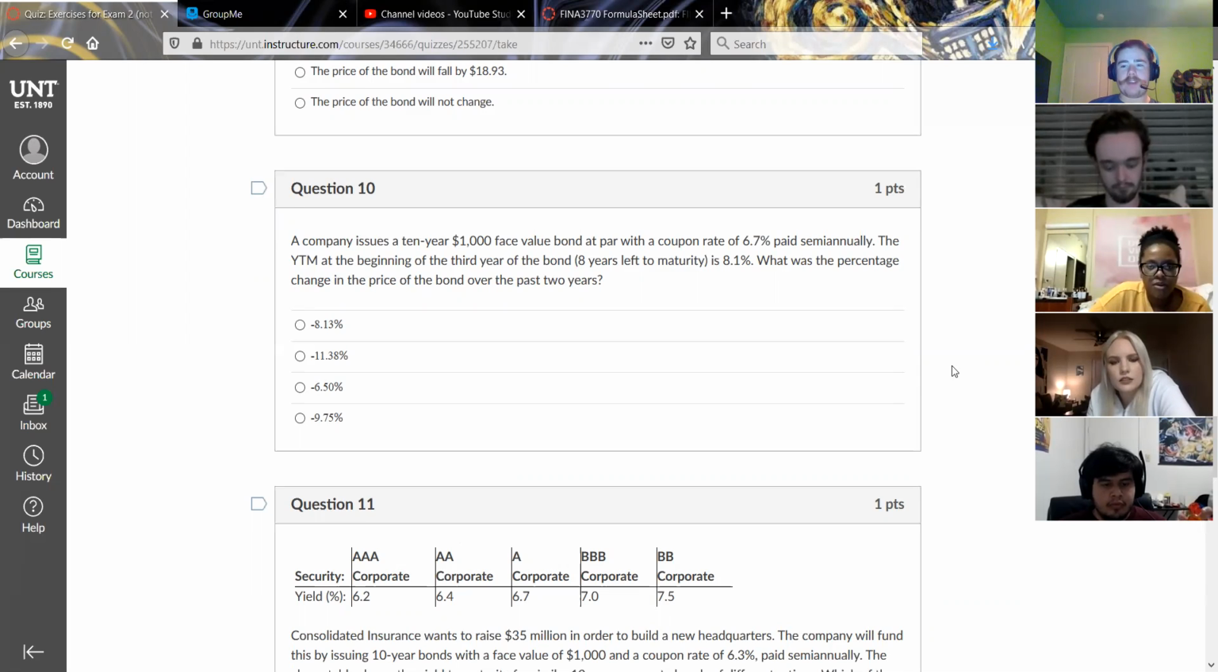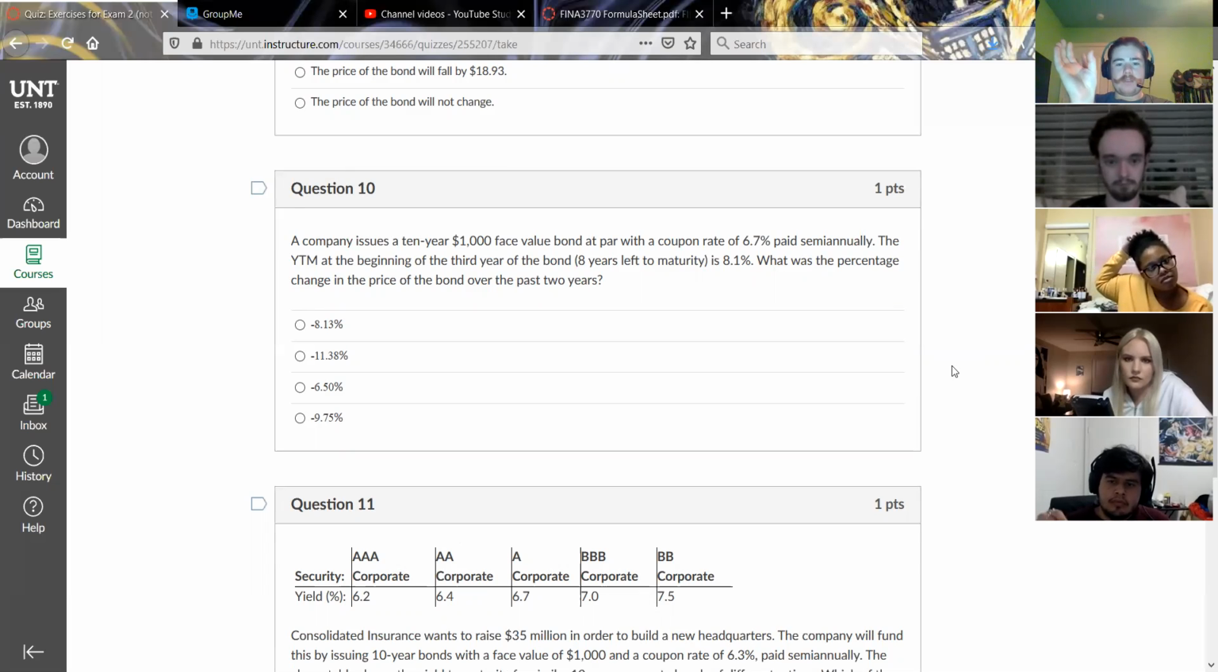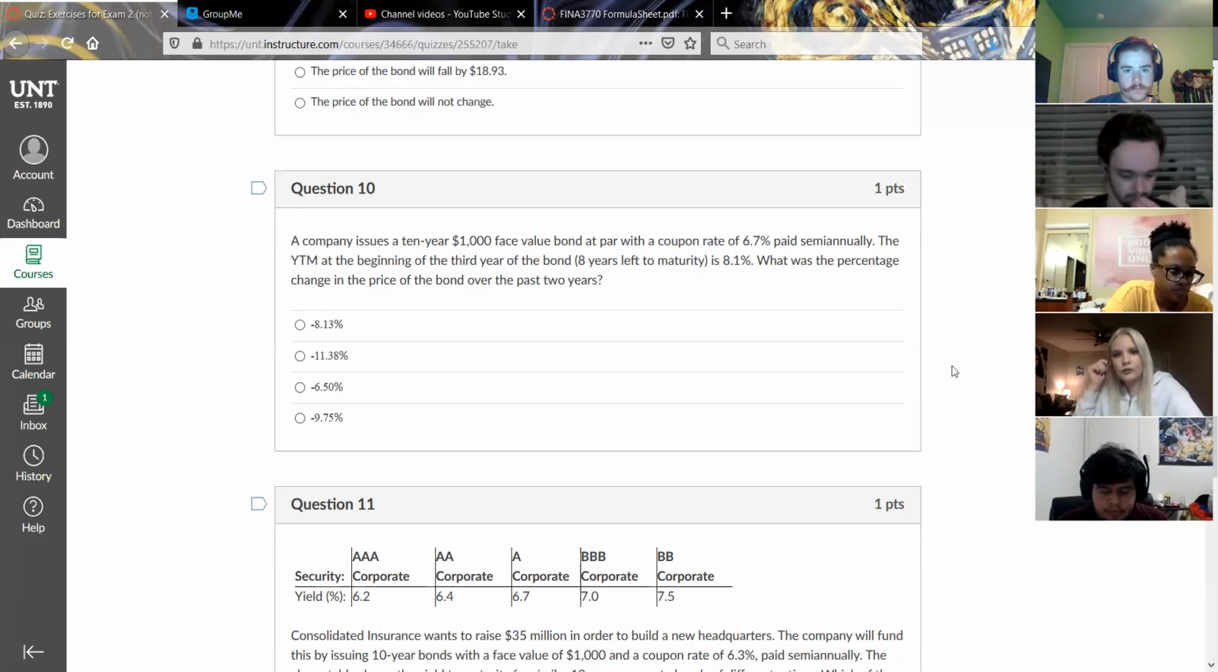Oh no, you just need to find what the present value is and then find the difference between $1,000 and that. Oh, okay. It should be, because it says it's at par, so it should be bought at face value, $1,000. After 2 years, it's got an 8.1% maturity. So yeah, you should do 16. Okay. Oh, right. It's paid semi-annually. So then would it be 8.1 divided by 2? Yeah.